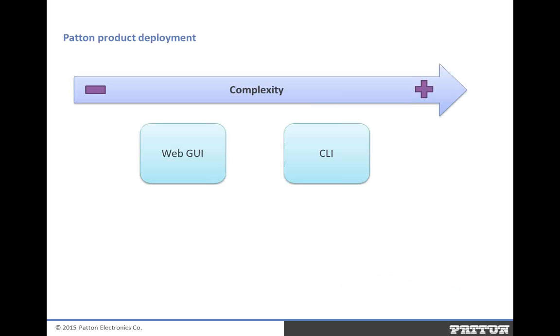Good, then let's get started. In terms of patent product deployment, as you know, up to today we have the web interface, the graphical user interface, so-called GUI, to configure a smart node, and we have the CLI, the command line interface. As you can see from a complexity level, the web interface is a bit easier for a product to be configured, and if you go down to the CLI, this is more complex, but it also gives you a little bit more features for a unit to be configured.